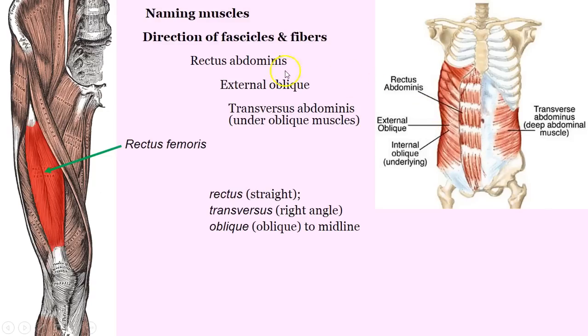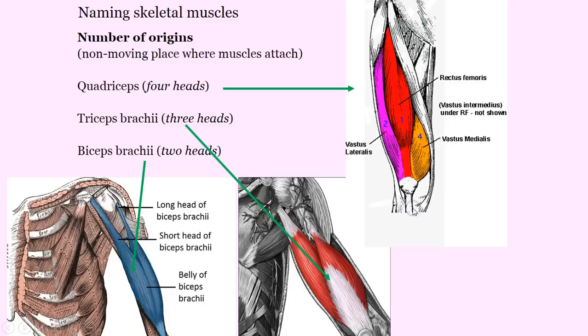Direction of fascicles and fibers. I've talked about rectus femoris. Rectus means straight. Rectus abdominis is straight. Transverse abdominis is at a transverse direction. And external or internal obliques is at oblique to the midline, angular. Number of origins. Quadricep. You've probably heard the quadriceps. It's really one muscle in a sense. They all attach at the ligament here, or tendon, excuse me. But we separate them into the four heads: vastus lateralis, rectus femoris, intermedius, and medialis.